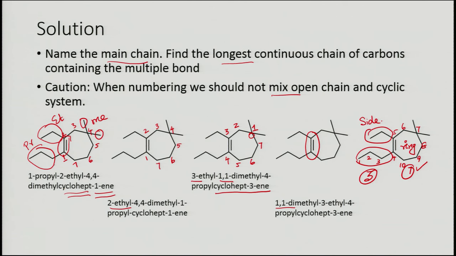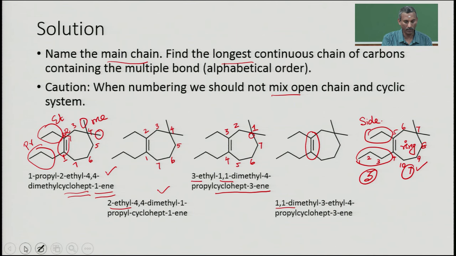And as I mentioned, the propyl has to get the lowest locant rule. According to that, we give number 1 to this particular carbon, and then it is followed by the second ethyl unit, that is given the number 2, then 3 and 4, 4 is given the dimethyl. So, if we look at how to name this compound, 1 propyl, 2 ethyl, 4, 4 dimethyl, cycloheptene, 1-ene is the right name. If you look at the second one, it is 2 ethyl, 4, 4 dimethyl, 1 propyl cycloheptene, 1-ene. So, these two are exactly the right name of the compound, but which one is the correct name?